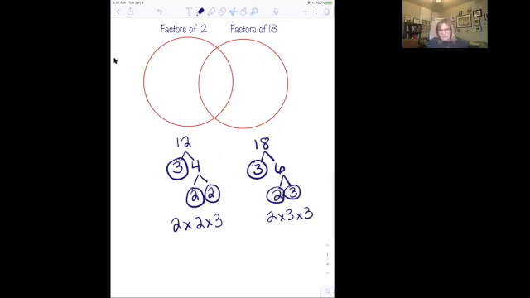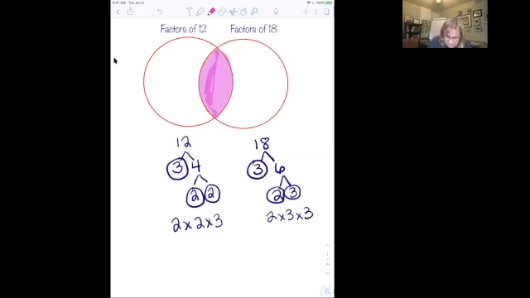Now what I'm looking for is, what do they have in common? What's common to both sets of prime factors? And that's going to go in that middle section of the Venn diagram. That's where we put all the numbers that are common to both 12 and 18. It goes in that overlap section. Anything else will go on the outside.